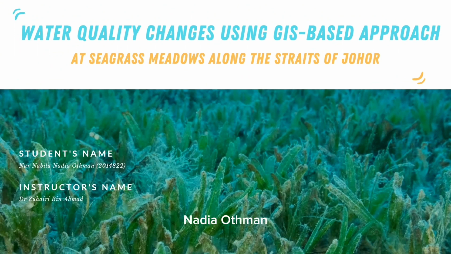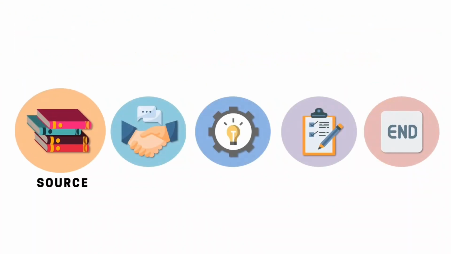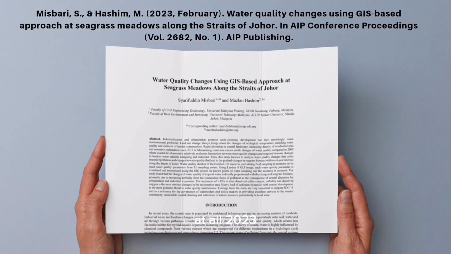My name is Nur Nabila Nadia Othman. This case study is sourced from Misabri S. et al., 2023. The paper focuses on analyzing the changes in water quality and seagrass biomass in the Merambong area between 2009 and 2013 along the Straits of Johor. This paper discusses how industrialization and urbanization have caused environmental problems, including changes in water quality and marine communities.